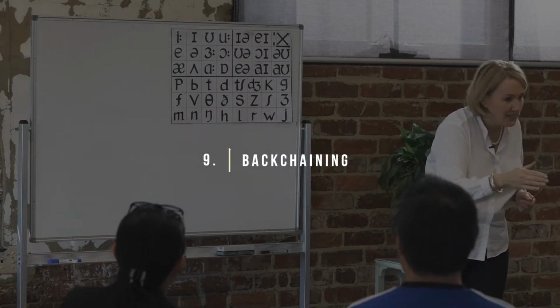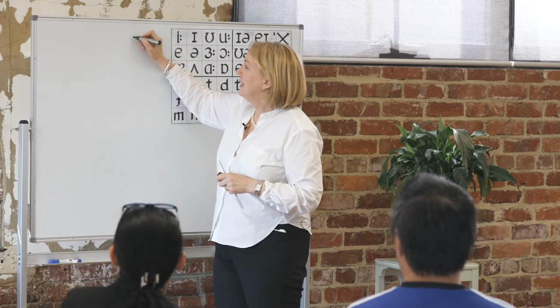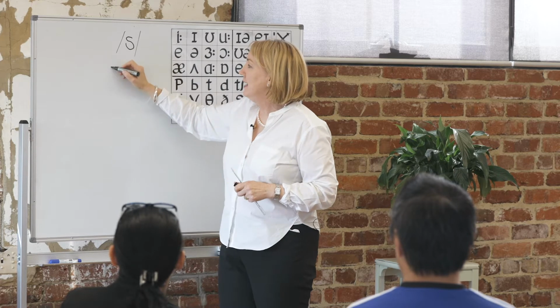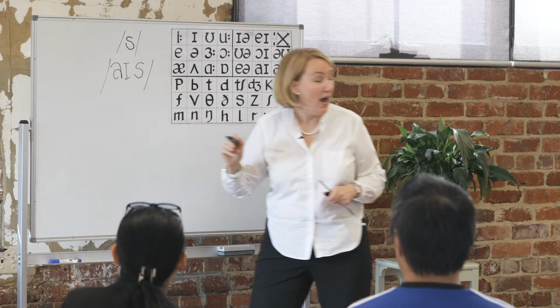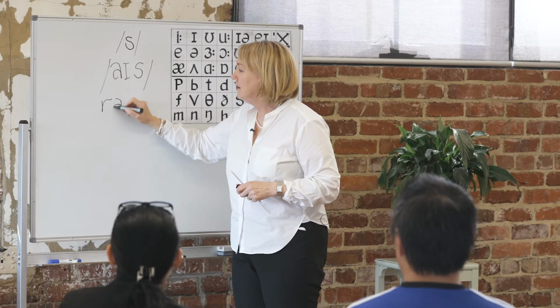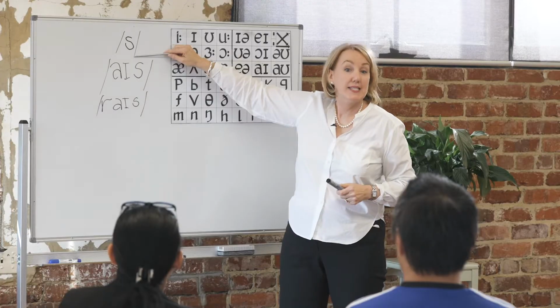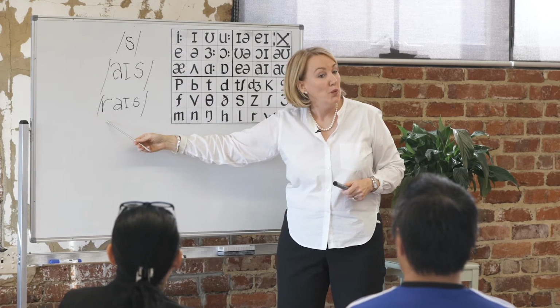I can hear that sound. So let's have a look at this. The last sound is S. Then what's this? Good. Ice. Like ice in your drink. What about this one? Rice. Good. So let's say this one. S. This one. Ice. And this one. Rice.